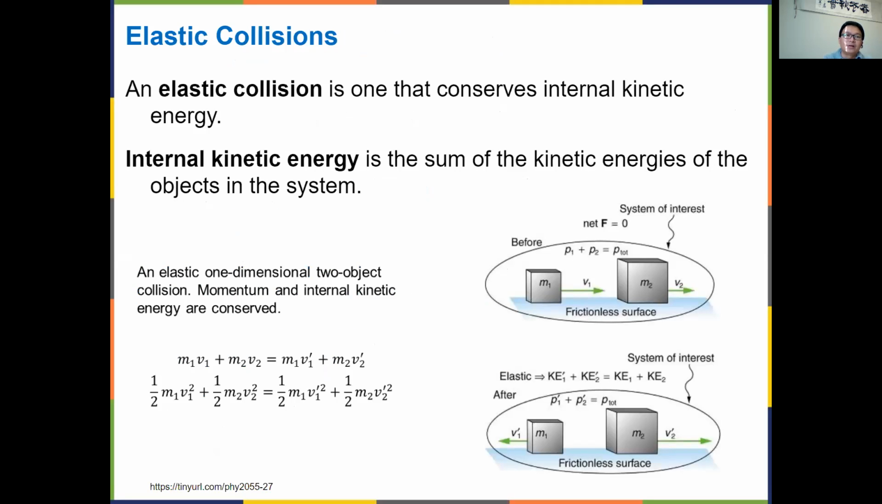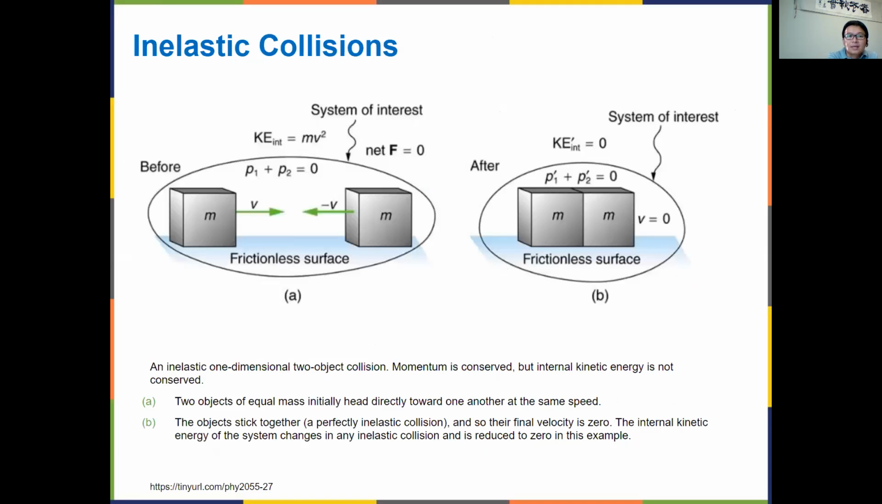For an elastic collision, you can write out two equations: conservation of momentum before and after, and conservation of kinetic energy before and after. If you are looking for two unknowns, these two equations are sufficient to solve for them. For an inelastic collision, on the other hand, you can only write out one equation, for the conservation of momentum.